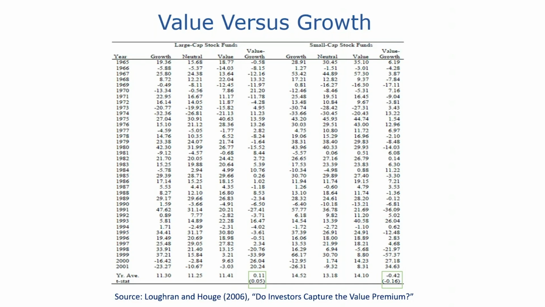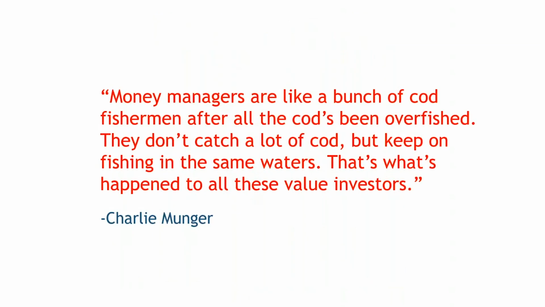In the small cap area, they were expecting to see more outperformance of value over growth, and instead they saw the opposite. Value underperformed growth by 0.42% per year. And they attributed that underperformance to the impact of trading costs. Here's a quote by Charlie Munger, Warren Buffett's right-hand man. Doesn't look like he's too enamored with value investing.